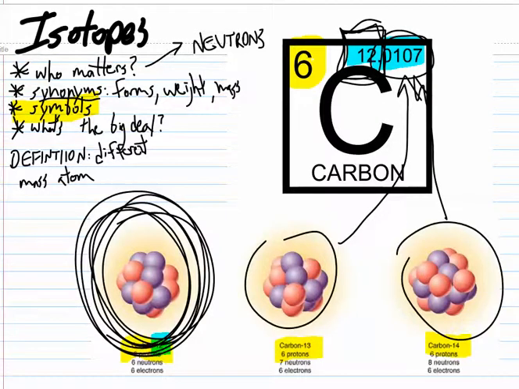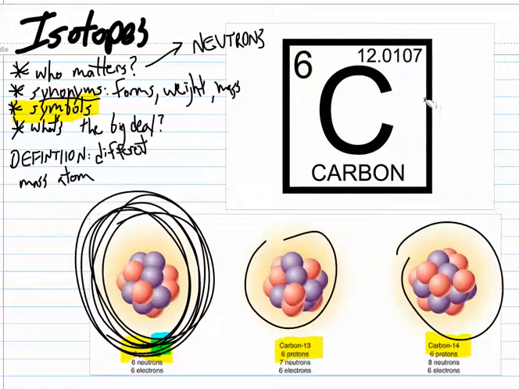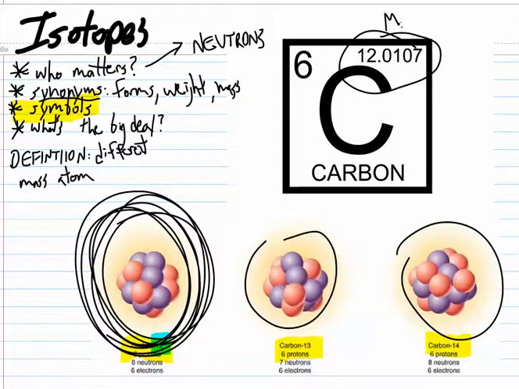So when you look on the periodic table at different mass numbers, you need to know that the number up here, the mass, is an average. So unless you see an exact number like 12.0, which is pretty rare, you know that there are different isotopes, there are different forms or different weights of atoms out there that have different numbers of neutrons in their nucleus.